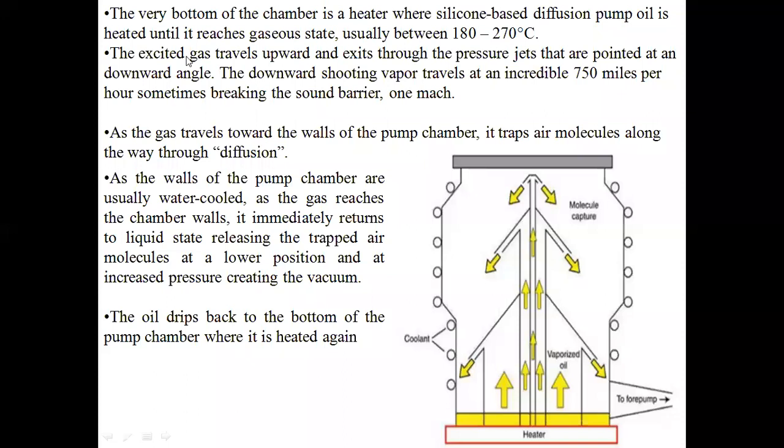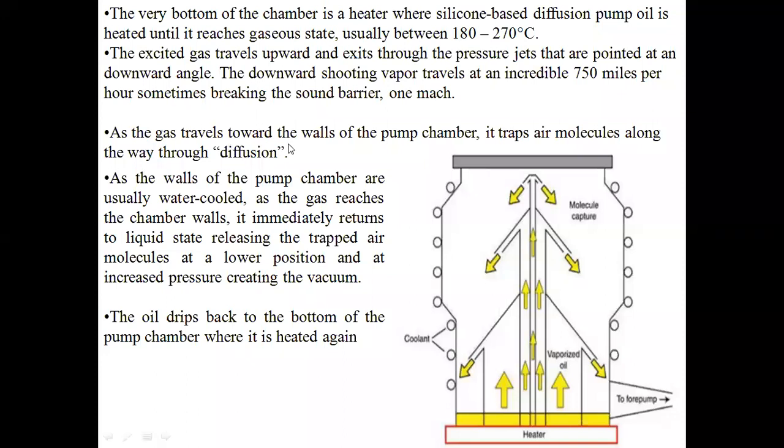The very bottom of the chamber is where the diffusion pump oil is heated until it reaches a gaseous state, usually between 180 to 270 degrees centigrade. The excited gas travels upwards and exits through the pressure jets that are pointed at a downward angle. The downward shooting vapor travels at an incredible 750 miles per hour, sometimes breaking the sound barrier, Mach 1. That means it will be traveling with the speed of almost a bullet.